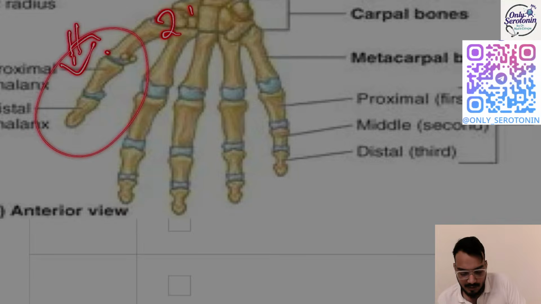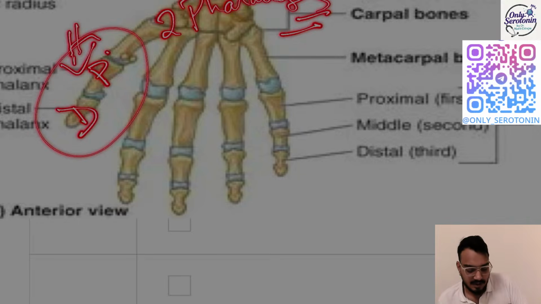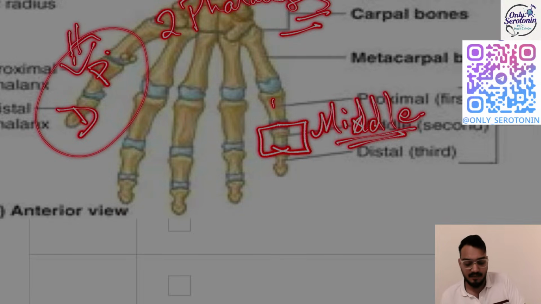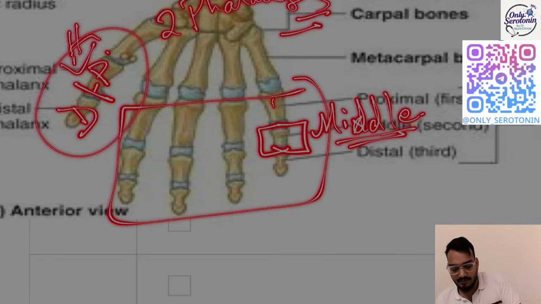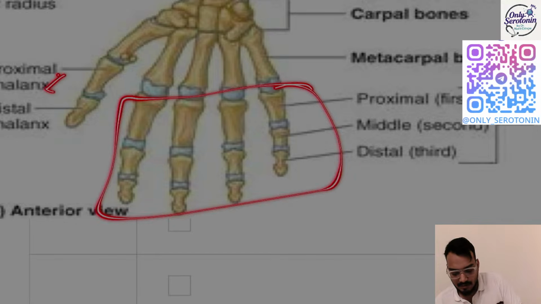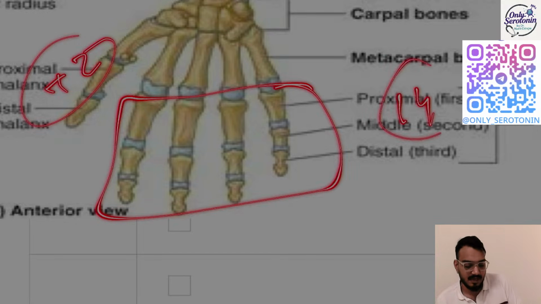Thumb is having only 2 phalanges. In these 2 phalanges, one is proximal and one is distal one. The middle phalanges are extra in 4 fingers, but in thumb we don't have the middle phalange. That's why in total we are having how many, guys? 12 plus 2. Total we are having 14 phalanges in 1 hand.